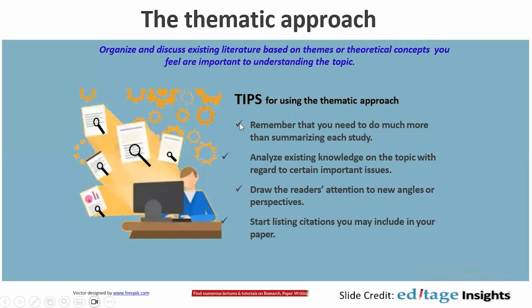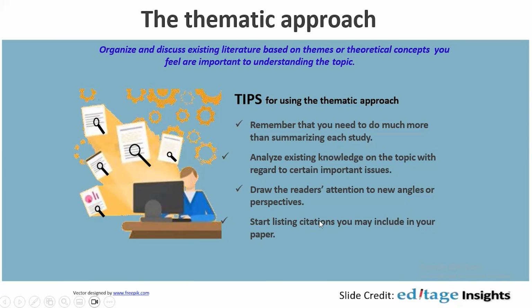In the thematic approach, organize and discuss existing literature based on themes or theoretical concepts you feel are important for understanding the topic. So here, remember that you need to do much more than summarizing a study. Analyze existing knowledge on the topic with regard to certain important issues. Draw the reader's attention to new angles or perspectives, and also start listing citations you may include in your paper.